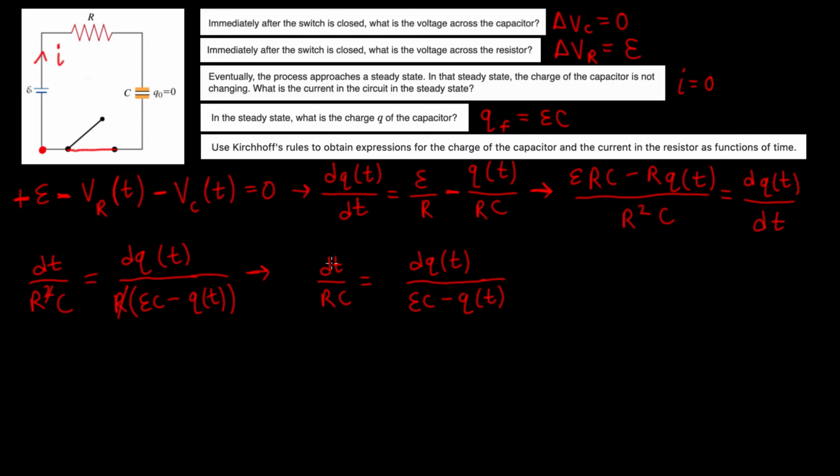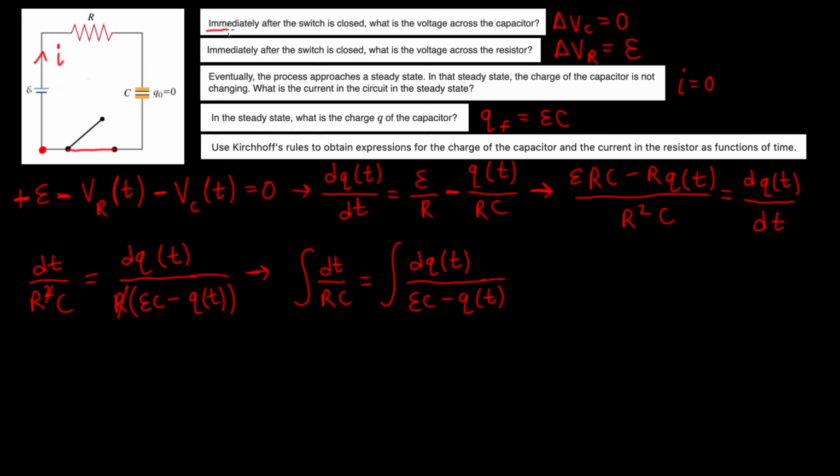Now notice how one side has a dt and the other side has a dq. So in order to get rid of these two variables, we would have to integrate both sides, because dt and dq just represent a small amount of an element. So dt represents a small amount of time, and dq represents a small amount of charge. In order to get rid of those, we would have to integrate both sides. And if we integrate both sides, we would get rid of the dt and we would get rid of the dq.